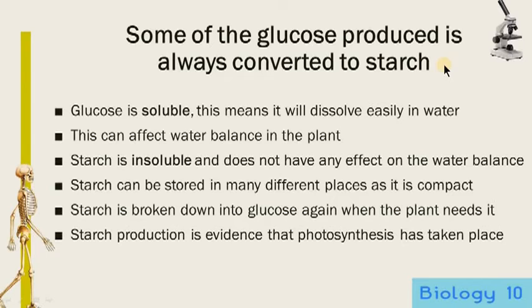So we said, some of the glucose is used immediately and some is stored. This is because glucose is very soluble. It can dissolve quickly and easily in water. If allowed to dissolve in the plant, it can affect the balance of water in the plant and water concentrations. But starch is insoluble. It has no effect on water balance. It does not dissolve.